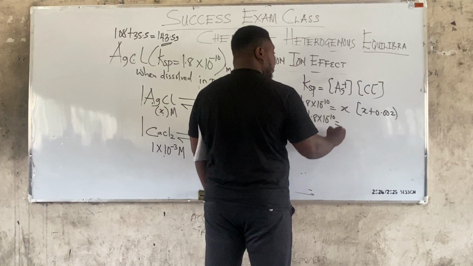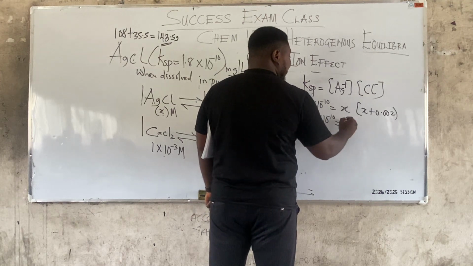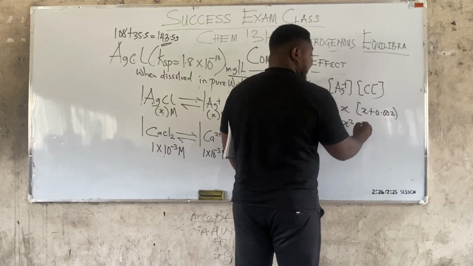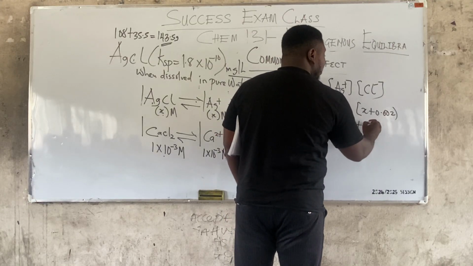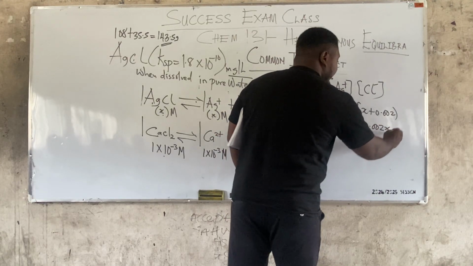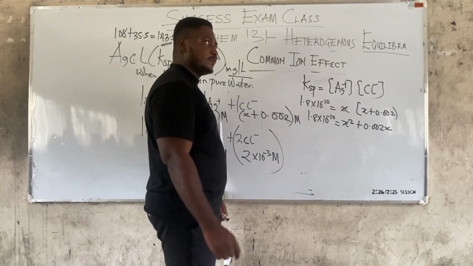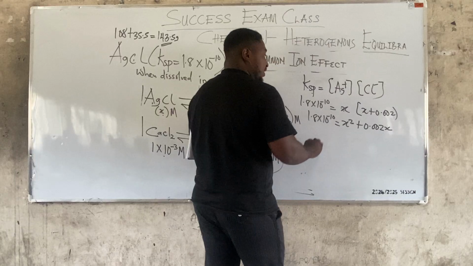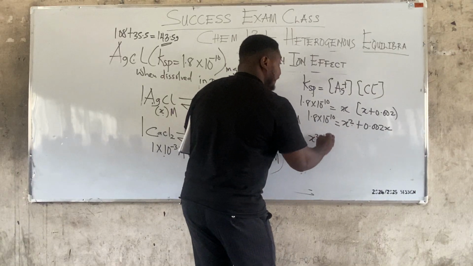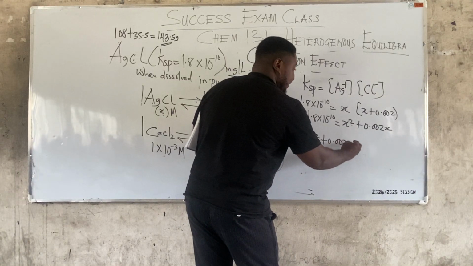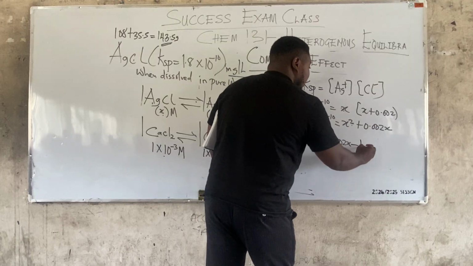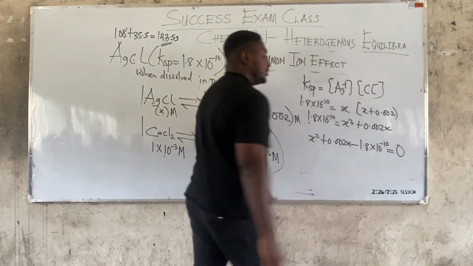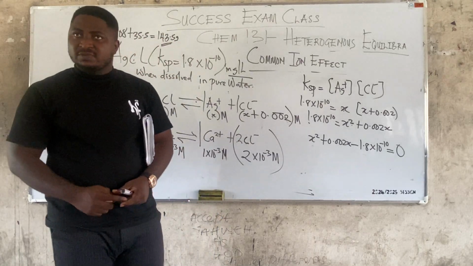Start bringing your calculator. This is a quadratic equation we are going into already. X times X, so X squared. Now plus X times 0.002. Bring 1.8 times 10 raised to minus 10 to this side to complete the quadratic. So what we have here is X squared plus 0.002X minus 1.8 times 10 raised to minus 10 equals what? Nobody is on this side again, so 0.